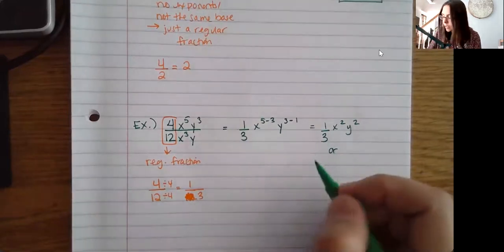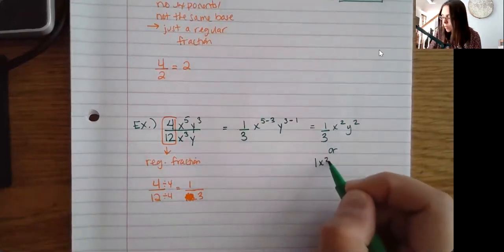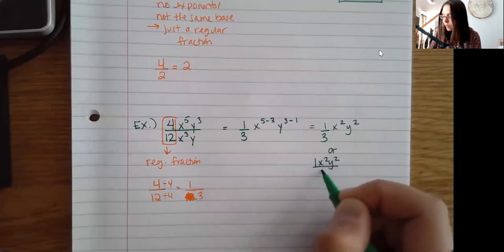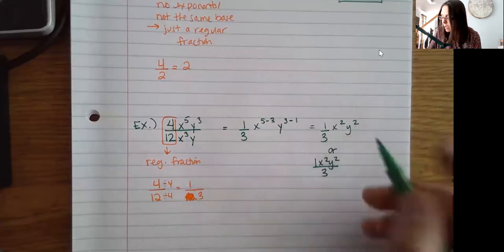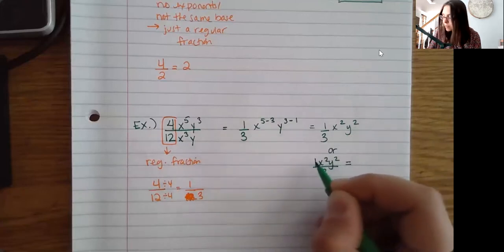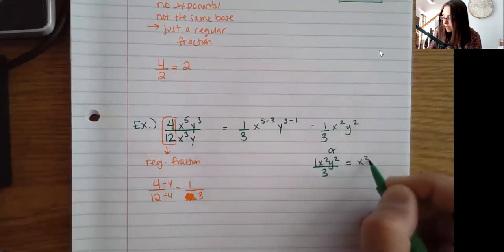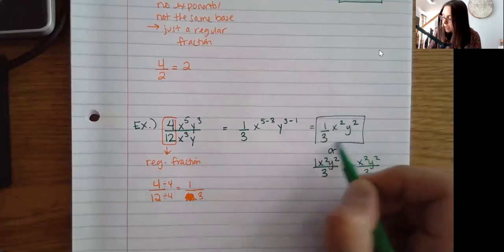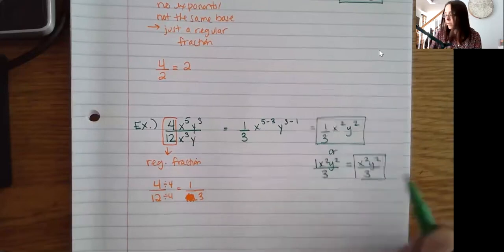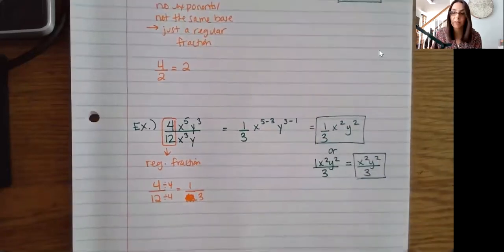So what this also would look like is 1x squared y squared all over 3, because the only thing in the denominator is a 3 there. These would both have 1s. And then again, we don't need to multiply by 1 here, so you can rewrite it as this. So this is correct. And this is also correct. They're both perfectly fine ways to write that final answer.